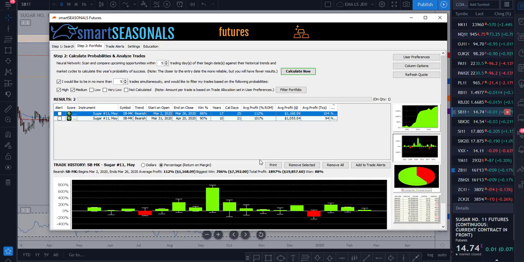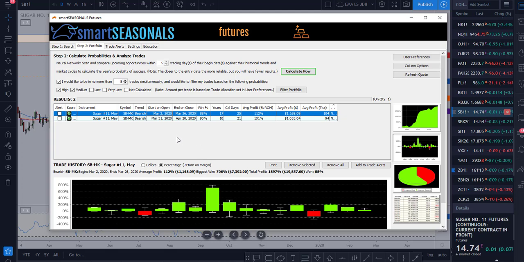Today I want to talk about sugar. It should be SB on most platforms for the futures contract. You could also look at SGG, which is the ETF that tracks sugar futures, and have a couple of potential bearish setups as we come into March.